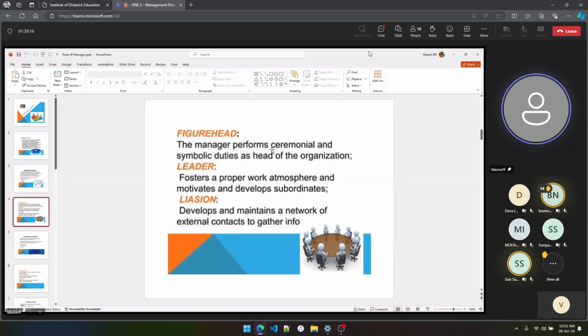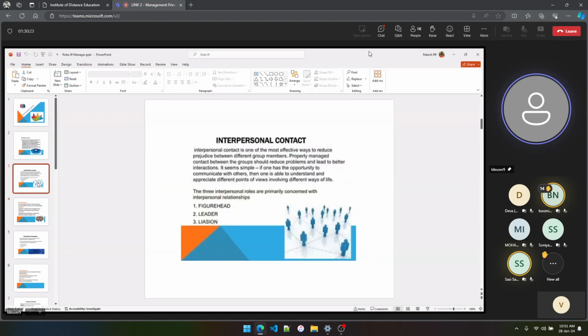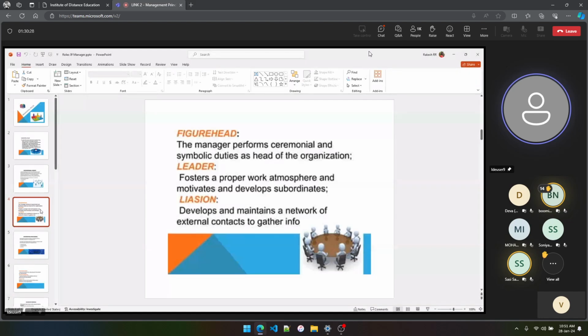Figurehead: the manager performs ceremonial and symbolic duties as the head of the organization. As a figurehead, you will be the head of everything. People will look at you for everything. You will be the right person for any sort of work, information, or help, and they will reach out to you and see you as an inspiring individual. Then the role of a leader: fosters a proper work atmosphere, and motivates and develops subordinates. Liaison: develops and maintains a network of external contacts to gather information.